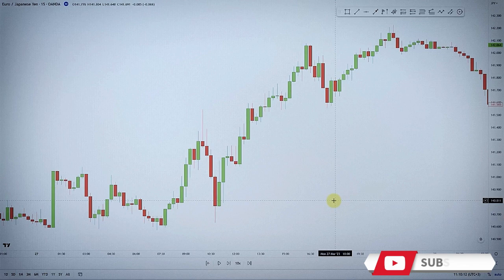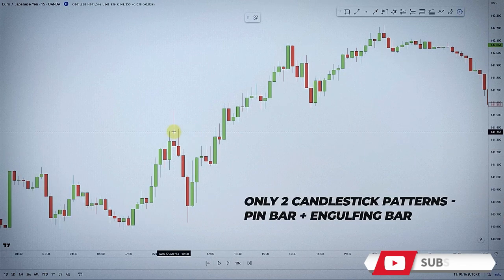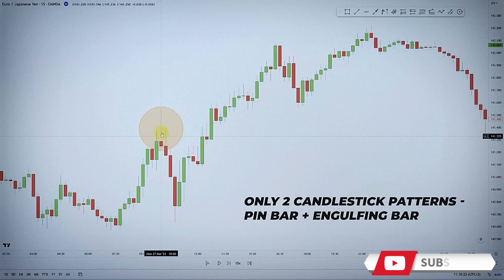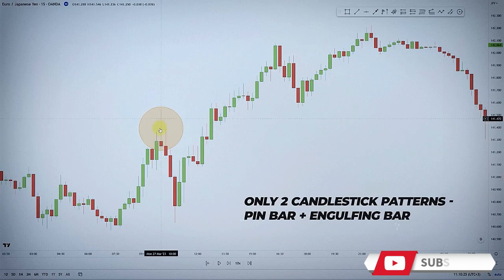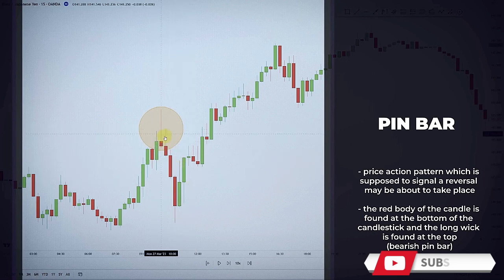Now, I don't want to bore you with the multitude of candlesticks used in day trading. When I'm trading, I tend to heavily rely on 2 special patterns as the entry trigger. The first one is the pin bar. A pin bar is a price action pattern, which is supposed to signal a reversal may be about to take place in the market. Notice how the red body of the candle is found at the bottom of the candlestick, and the long wick is found at the top.